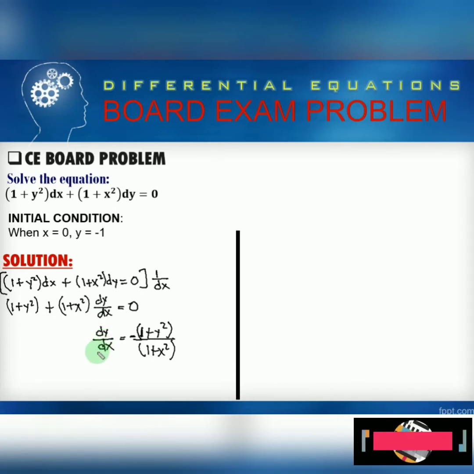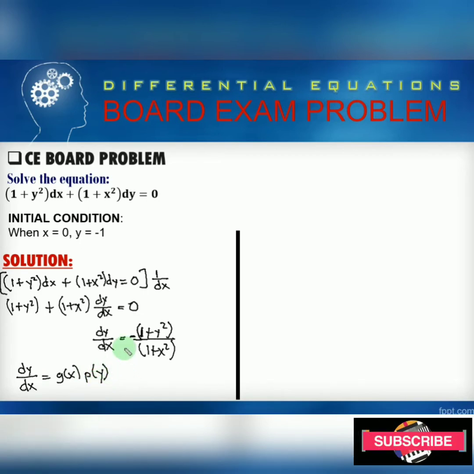So from this, as you can see, your dy over dx is just a function of 1 + y^2 and 1 + x^2. But if you can still remember the standard form of the separable equation, this will comply with dy over dx equal to j as a function of x times p as a function of y.